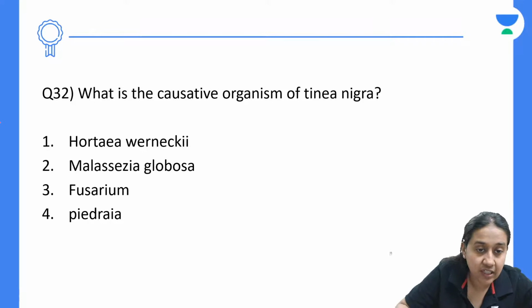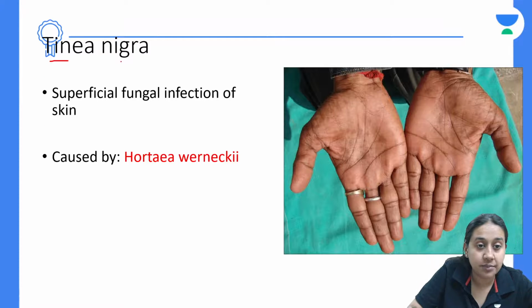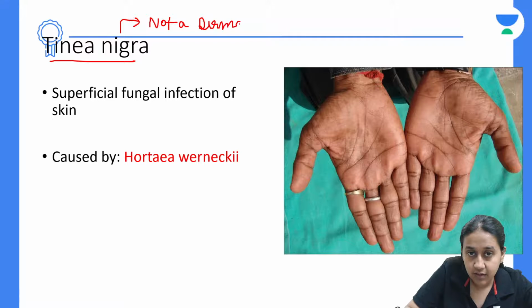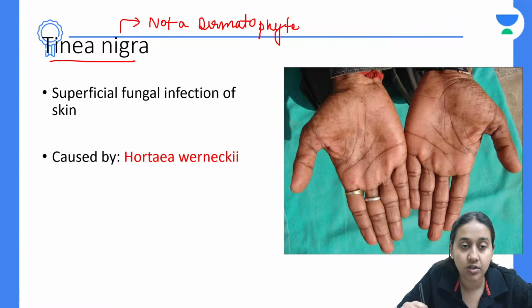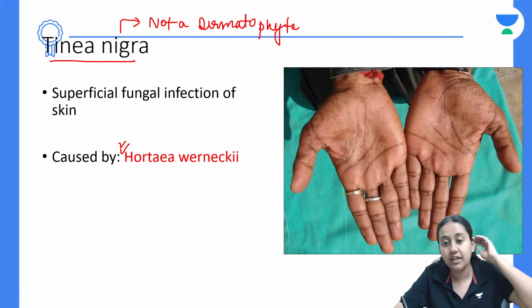The causative agent for tinea nigra is Hortaea werneckii. Now this is a misnomer because it is not a dermatophytic infection. Although it says tinea, this is not a dermatophyte. We usually use the word tinea for a dermatophytic infection, but here the causative agent is a non-dermatophytic fungus, which is Hortaea werneckii.